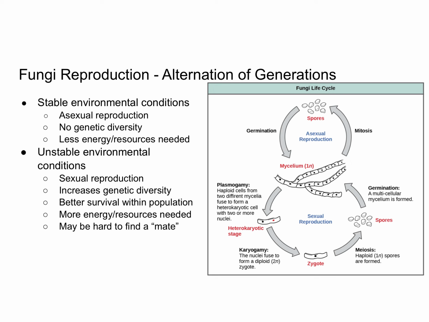Now, you may wonder why organisms wouldn't just always do sexual reproduction, but the problem is it takes more energy and resources in order to reproduce sexually. An organism also has to be in the same area as a mate with the opposite breeding type in order to reproduce sexually. So if there's no mate around, then you don't have the option of reproducing sexually.